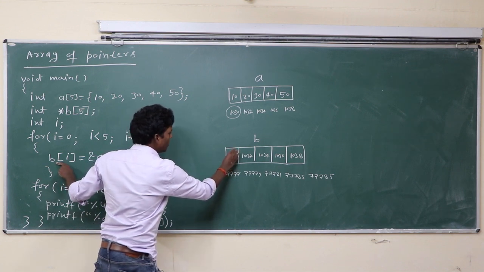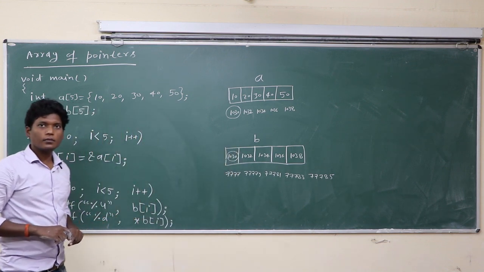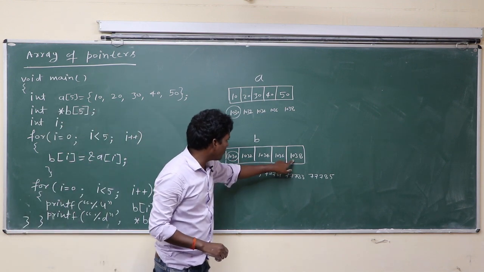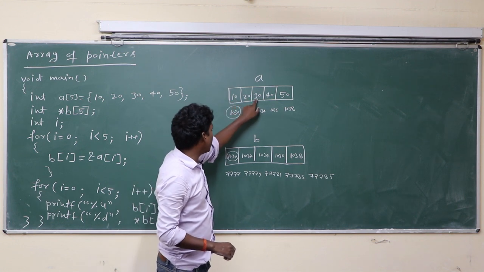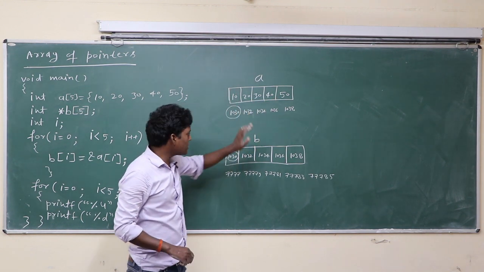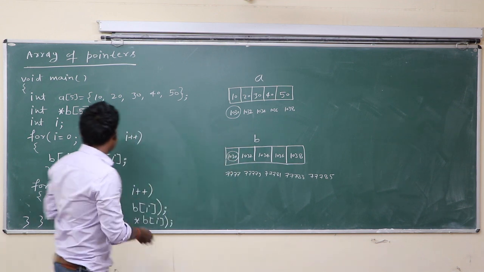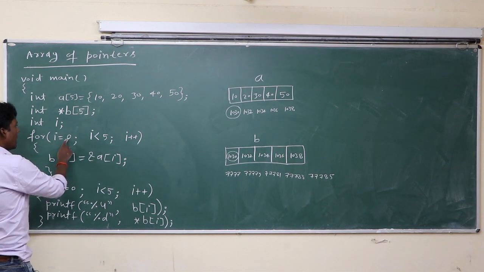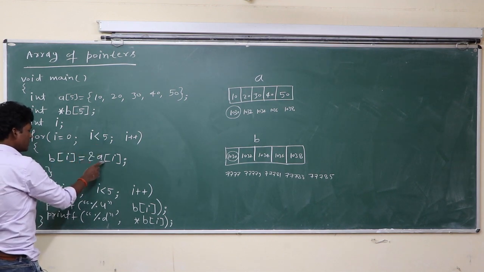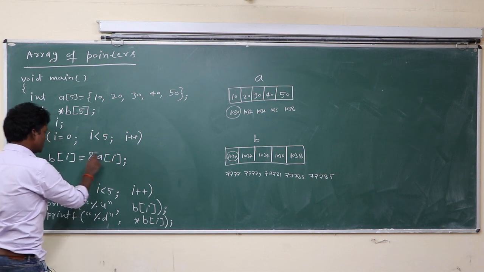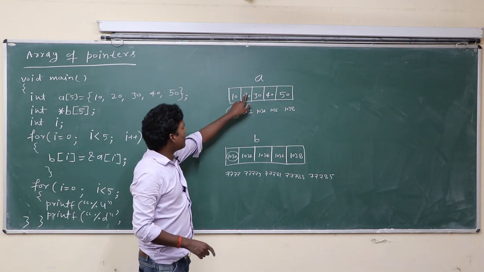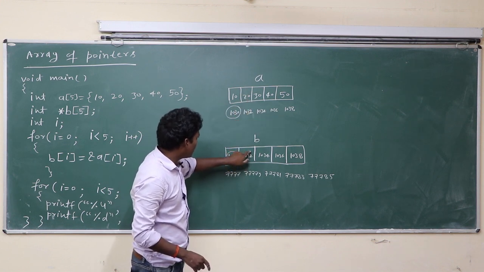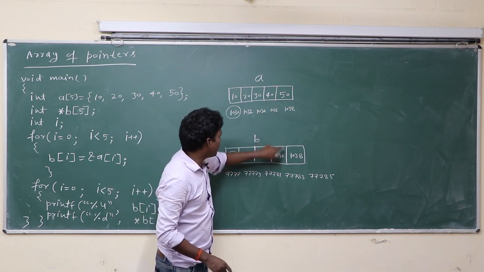This is b of 0 stored here. Class, this is b of 0, b of 1, b of 2, b of 3, b of 4. This is a of 0, a of 1, a of 2, a of 3, a of 4. Okay class, so this address is assigned to b of 0. When i becomes 1, 1 is less than 5, yes, the address of a of 1 is assigned to b of 1. The address of a of 1 is this, and this is assigned to b of 1 here. So this is contained here.